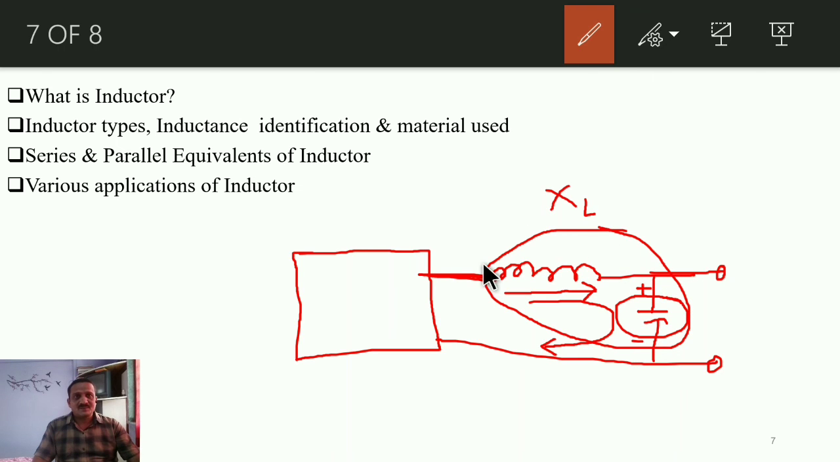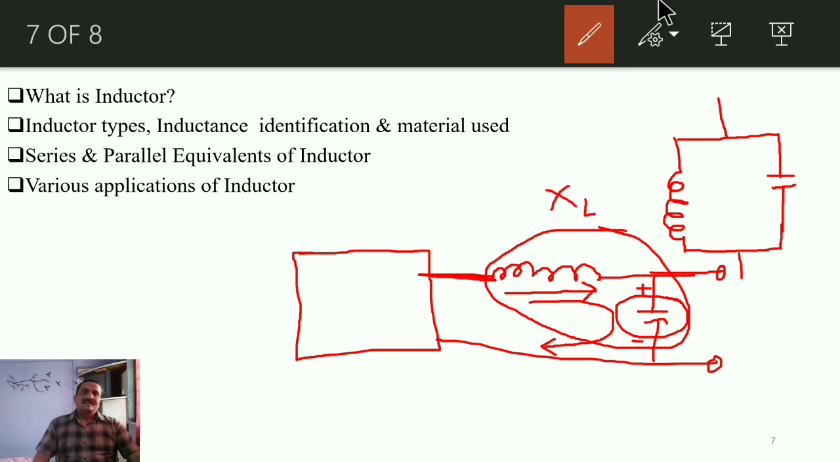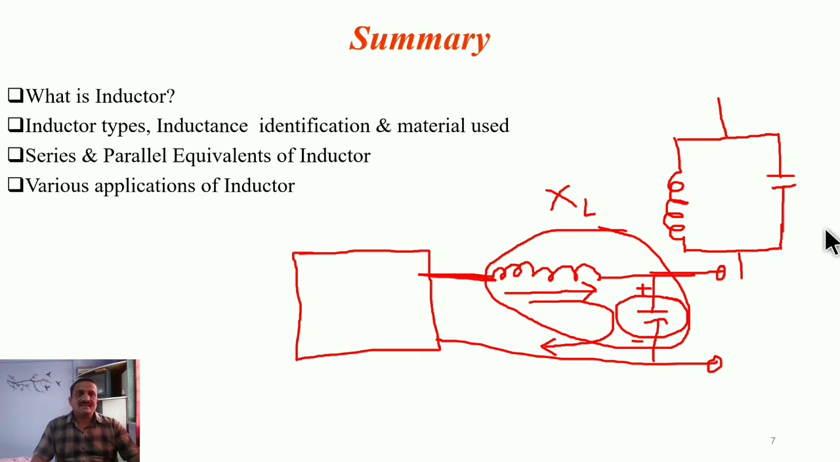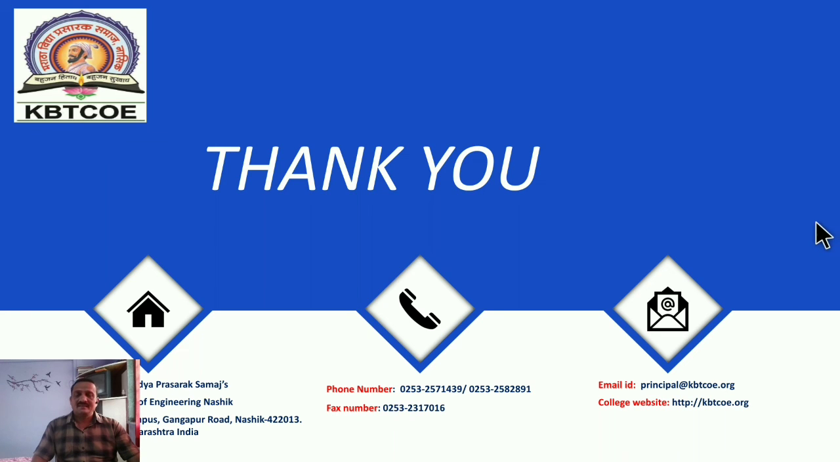So basically these two components combined are used as a filter, as well as in tuned amplifiers as a tank circuit. For tuning purposes, these two components are connected in parallel with each other to form a tank circuit. So this is again another application of these two components, right? Whenever they are connected in parallel, they form a tank circuit like this. So these are a few of the applications of the inductor and capacitor.